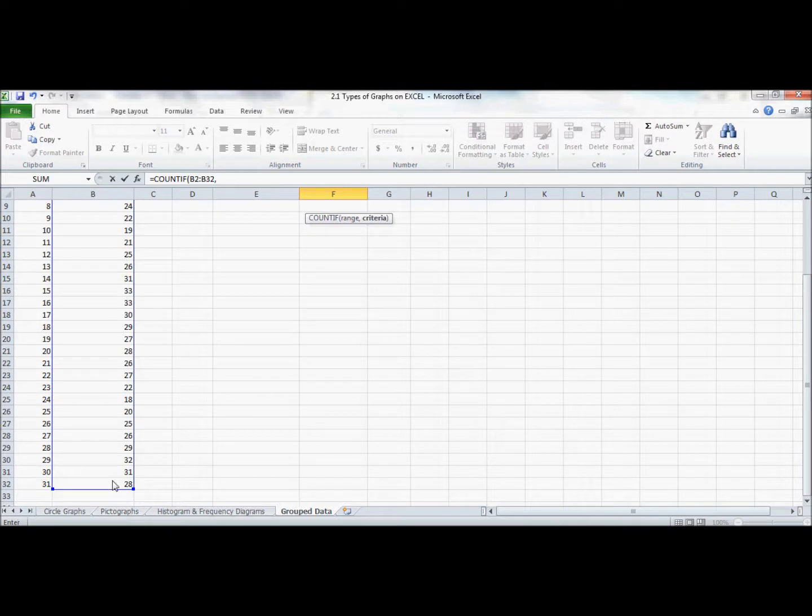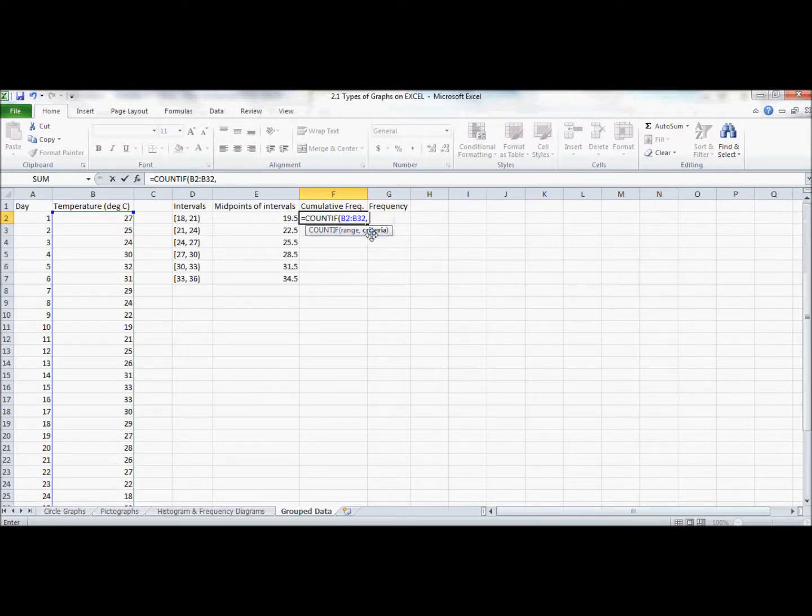And then we're going to put in a comma. And the second argument that it takes is the criteria. So what we want to do is count up the number of times that we get a value within this interval. If we're going to get a value within this interval, then it basically means we're going to get a value that is less than 21. Strictly less than, because we're not including the 21 in this interval. The 21 will be included in the next interval. So we want all the numbers that are strictly less than 21. So in quotations, we're going to type in less than 21. That's our criteria for whether or not we want to count that particular data item. Then we're going to close the bracket and hit enter.